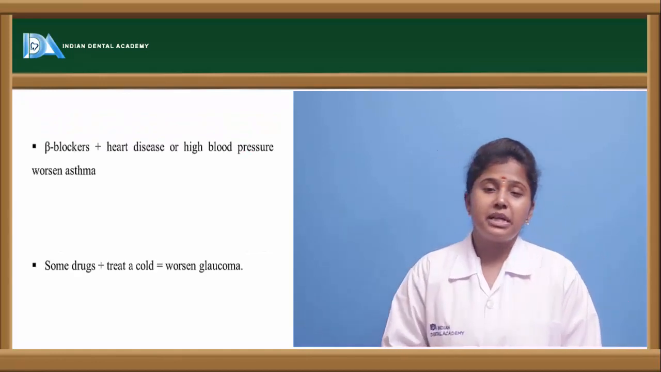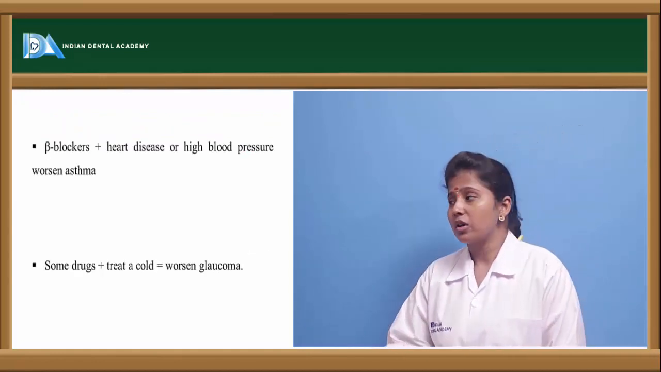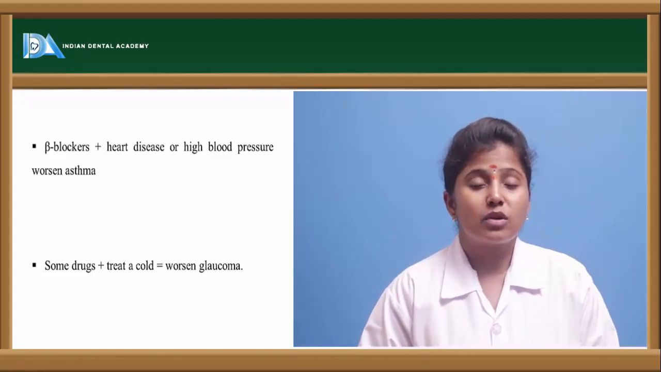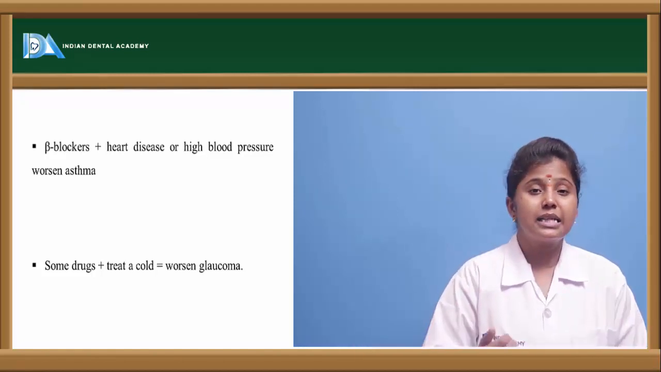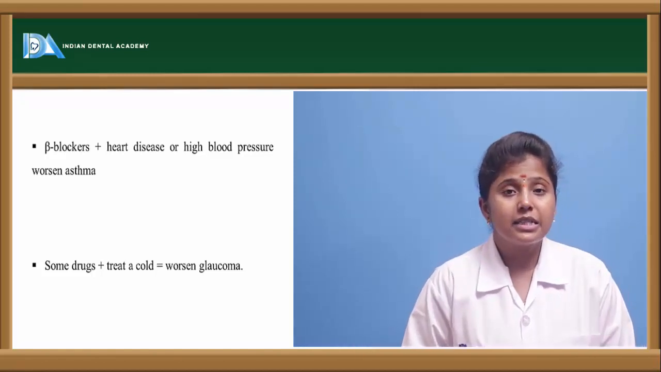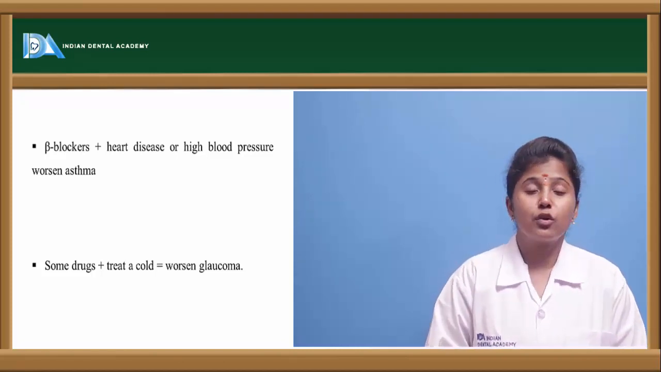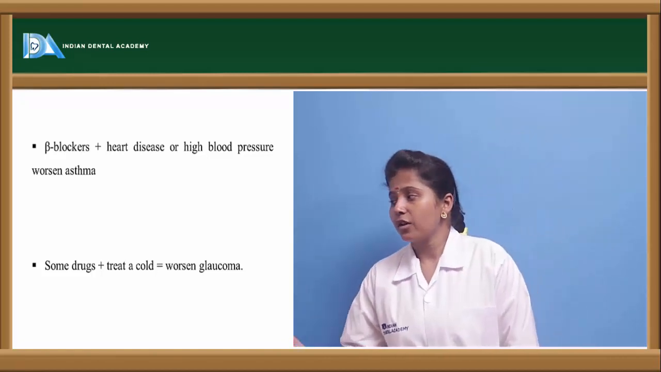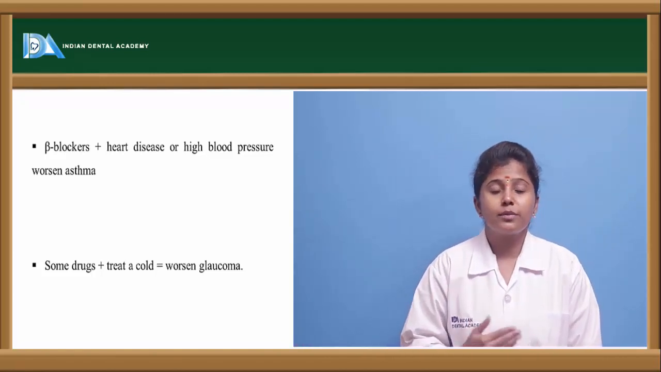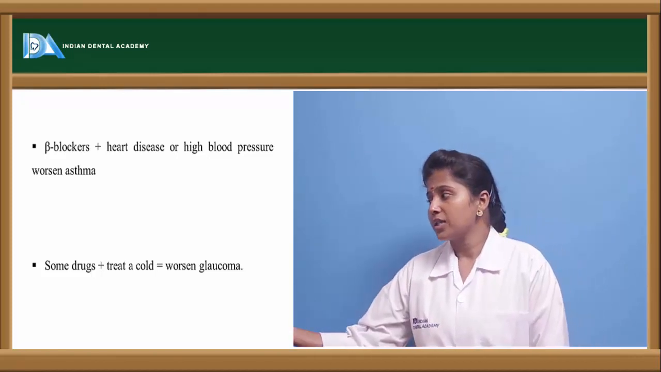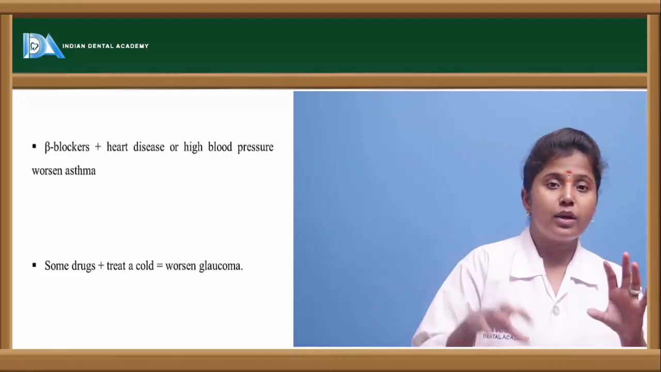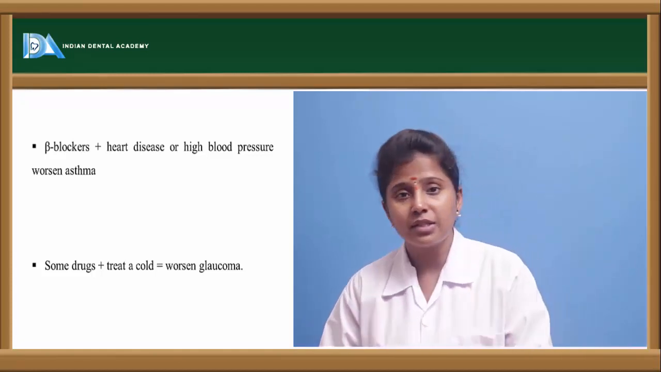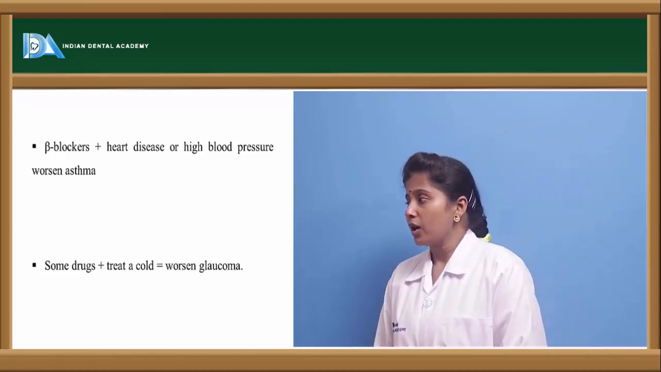For example, if we give beta blockers in heart related disorders, that may lead to increased blood pressure. These beta blockers aid in the contraction of the blood vessels, and thereby the blood pressure can be increased. It may also worsen the condition of asthma because they cause constriction of the bronchi. And some drugs should not be given to treat cold, because that may worsen the condition of glaucoma. So if we are giving treatment for cold, then a few drugs have to be contraindicated.